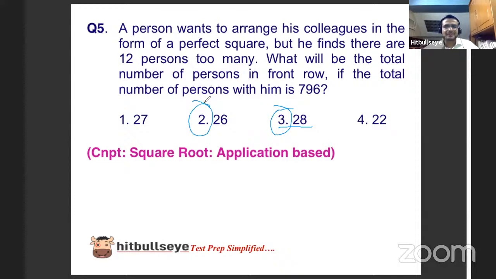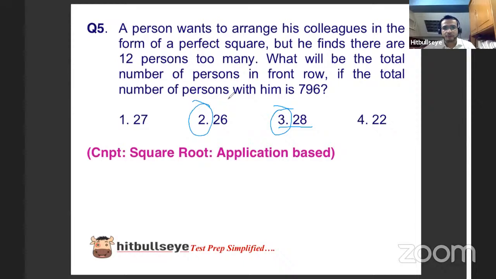So what is the statement saying? A person wants to arrange his colleagues in the form of a perfect square. So I want the group of colleagues I'm having to sit in a square form. If I say I have a function happening and I want them to be sitting in a square fashion, but he finds there are 12 persons too many. So this is more of a statement to understand. If I understand the statement correctly, then I'm able to solve the problem, right? But he finds there are 12 persons too many. Which means what? Too many means more, extra.